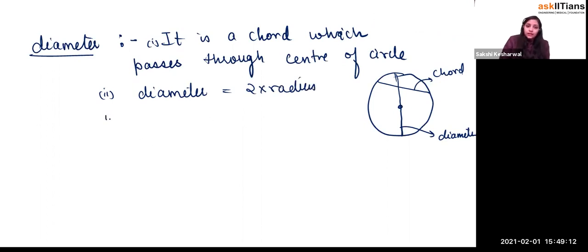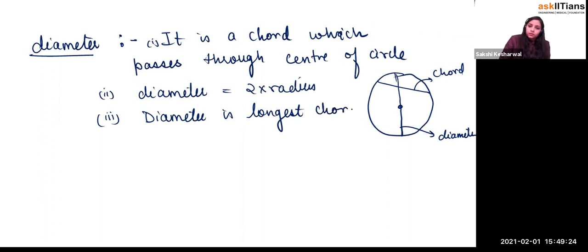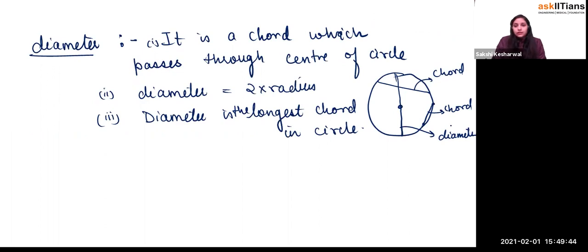Yes. Third is that, beta, the diameter is the longest chord in the circle, right? Yes or no? So basically the diameter is the longest chord. Let us suppose I draw this like this. Is this a chord? Yes, this is a chord, right? It has its endpoints on the circumference of the circle, right?